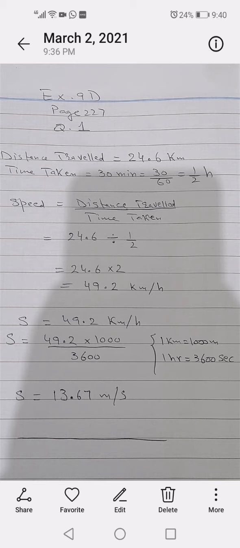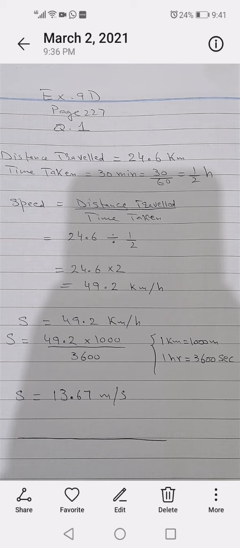Now recall the formula and write the formula here. Speed is equal to distance traveled over time taken. So I substituted the values here. Distance traveled is 24.6. I have written its value, and then I put division sign here, and the time taken by the object is 1/2. Now I converted this sign of division into multiplication sign, and I have taken reciprocal of this fraction 1/2, which becomes 2/1 or 2 in the next step. So 24.6 multiplied by 2. So if you multiply these two numbers, you are going to get 49.2 kilometer per hour.